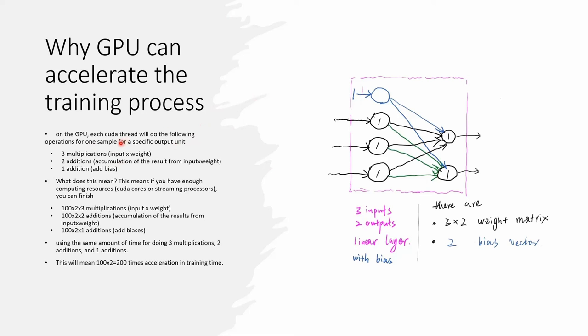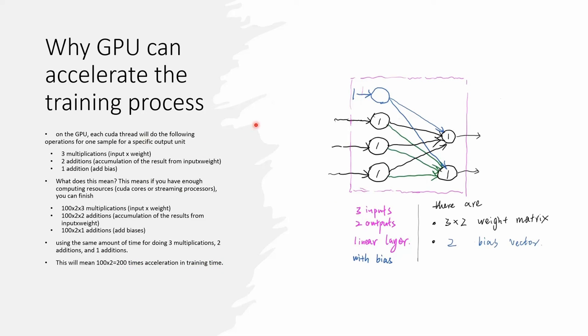If we use GPU for this, each CUDA thread will do the following operations for one sample and for a specific output unit: three multiplications, two additions, and then one addition for the bias. What does this mean? This means that if you have enough computational resources, enough CUDA cores or streaming multiprocessors, you can finish 100 times 2 times 3 multiplications, 100 times 2 times 2 additions, and 100 times 2 times 1 additions using the same amount of time as doing the 3 multiplications, 2 additions, and 1 addition. This would mean that you achieve 200 times acceleration in training time.